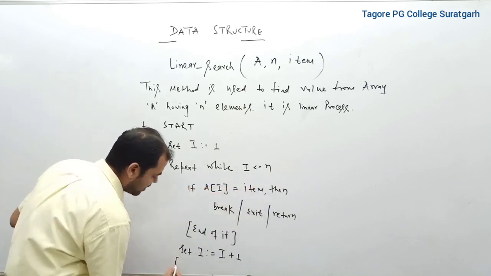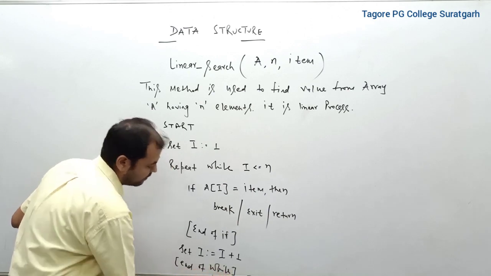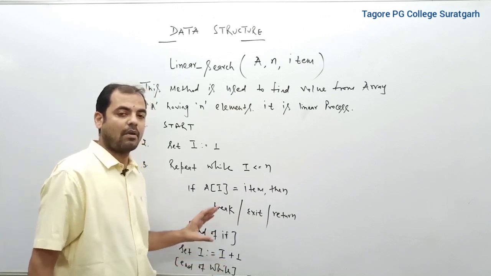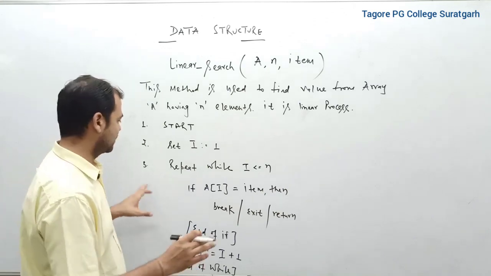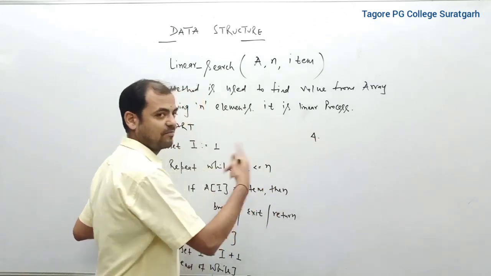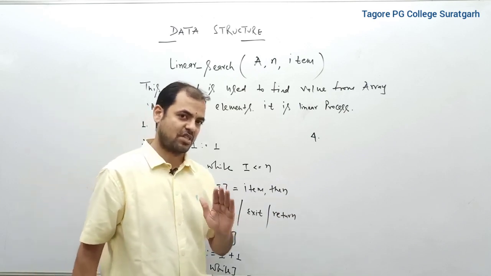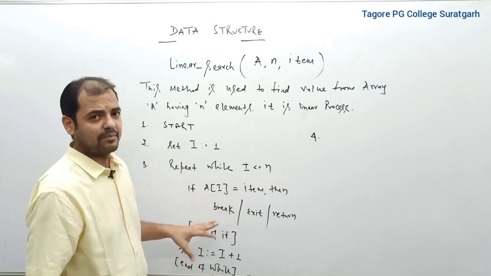Now what you say? End of while process. So after this closing of the block, finally we have to give the result. I mean we have to give the message. So here we are on step 4. Over this step 4, you need to specify whether you are successful or unsuccessful. It means if you find the element or not.